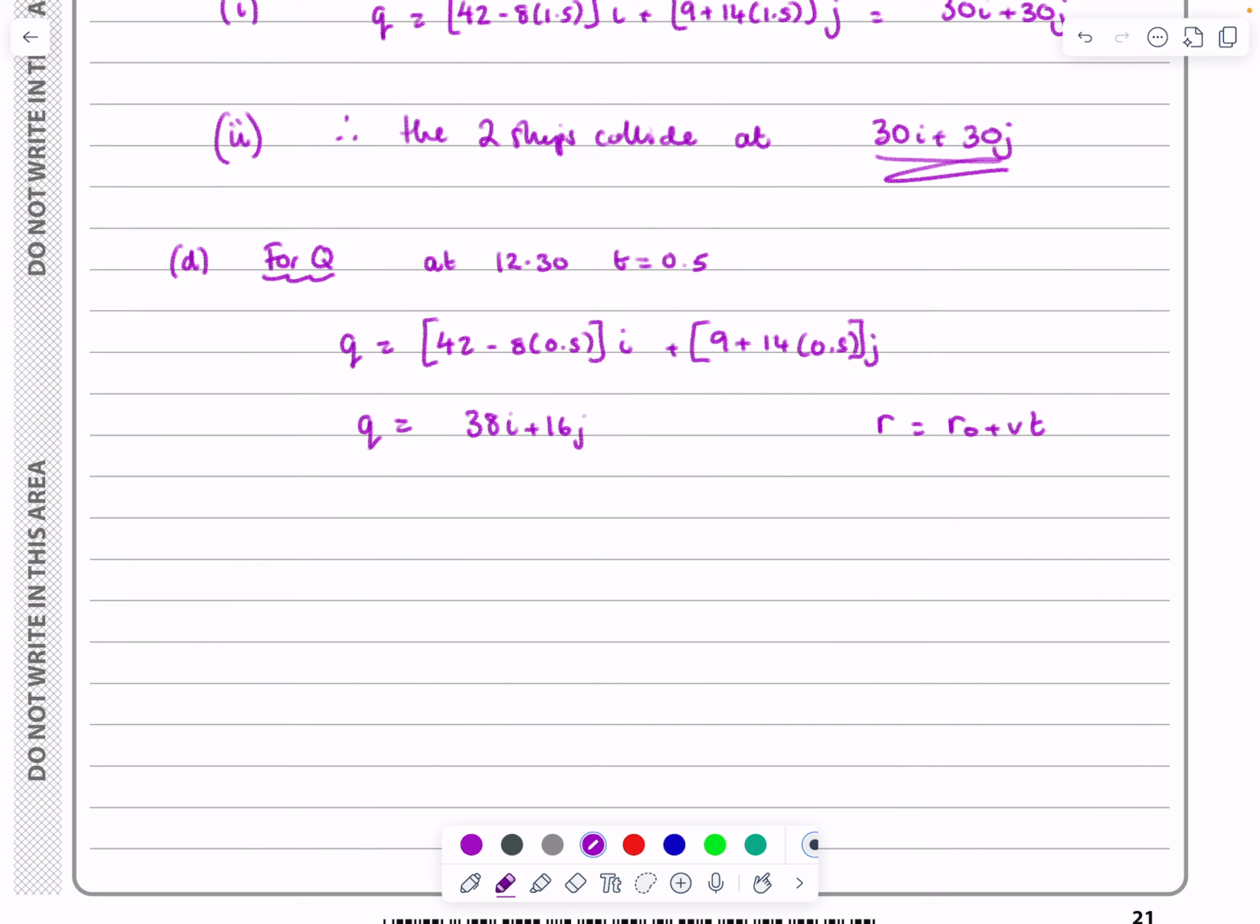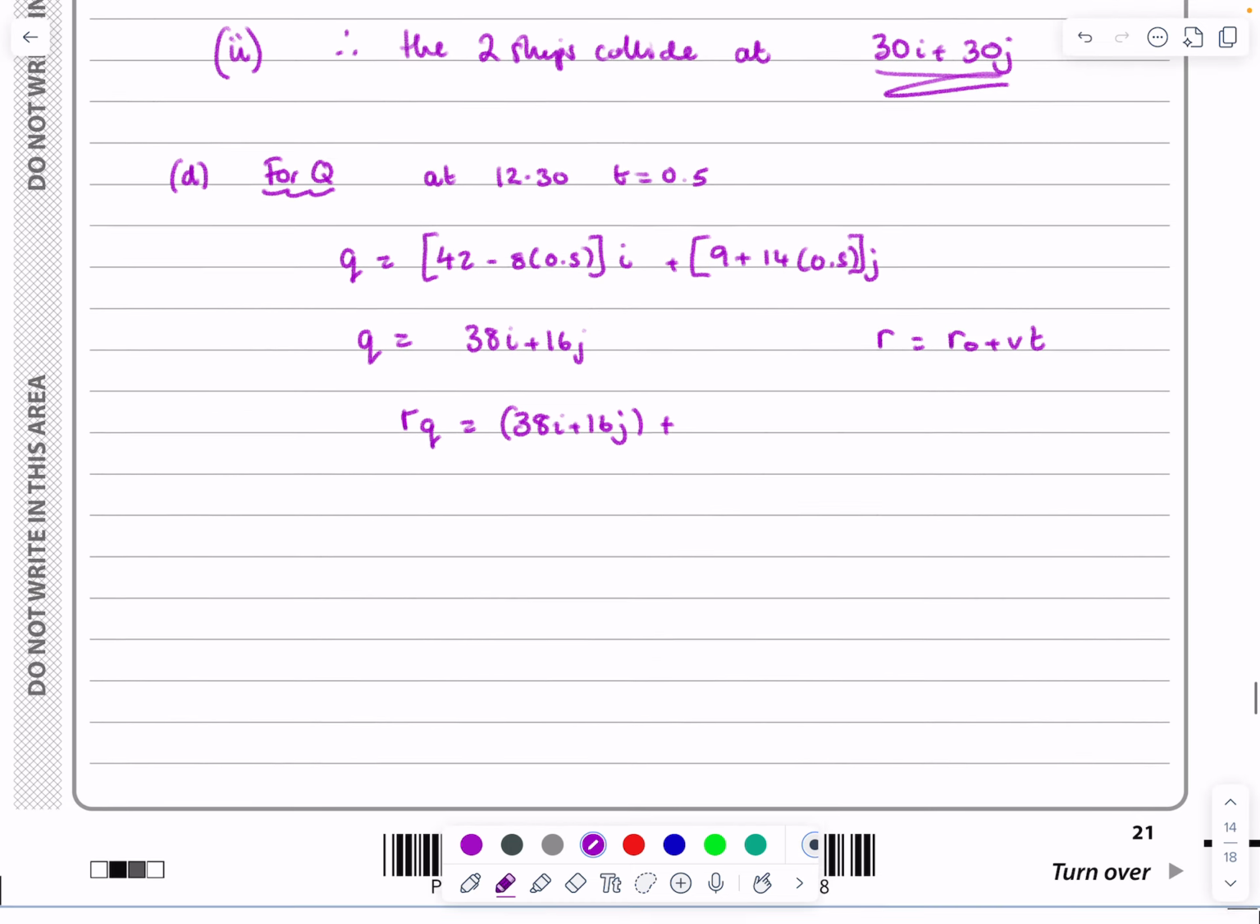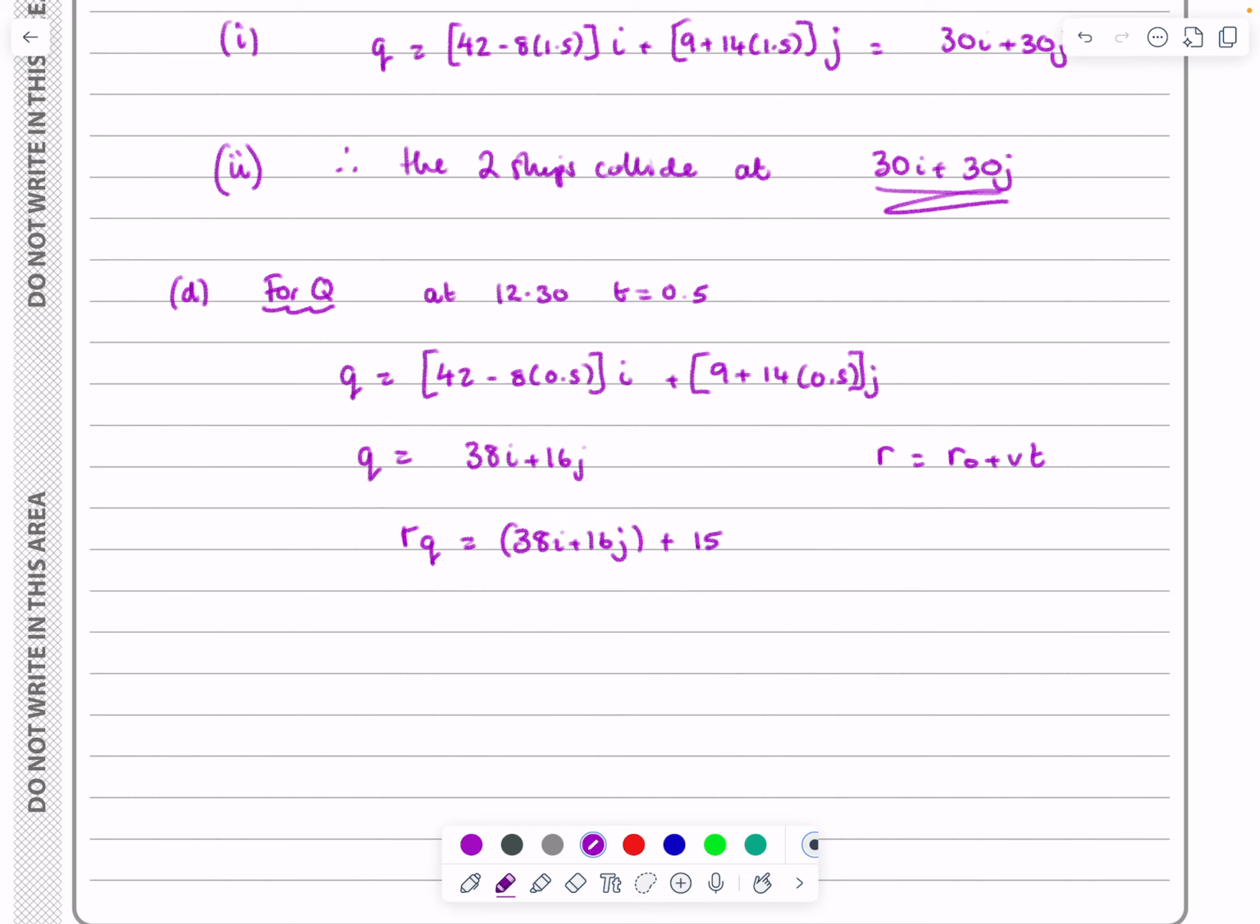So if I want to now work out where that's going to be, what I'm going to do now then is to say, let's call it RQ maybe. RQ is going to be equal to 38I plus 16J plus VT. Well, what's the new velocity? It's telling me that it's going due north at 15. So if it's going due north at 15, that's going to be 15J. And that's a pretty standard sort of one that they do for this. So it's going to be plus 15JT for where Q is going to be.